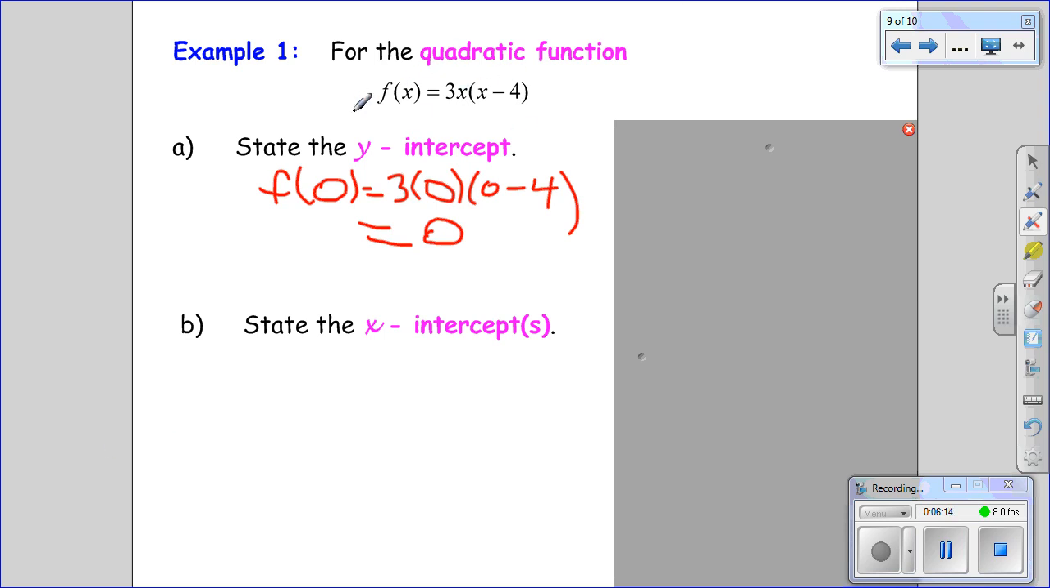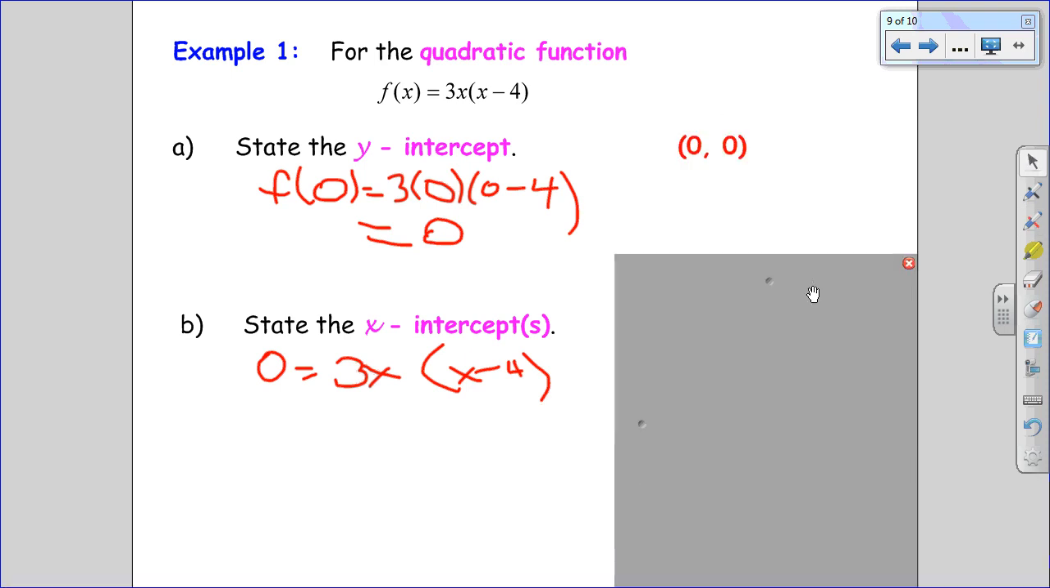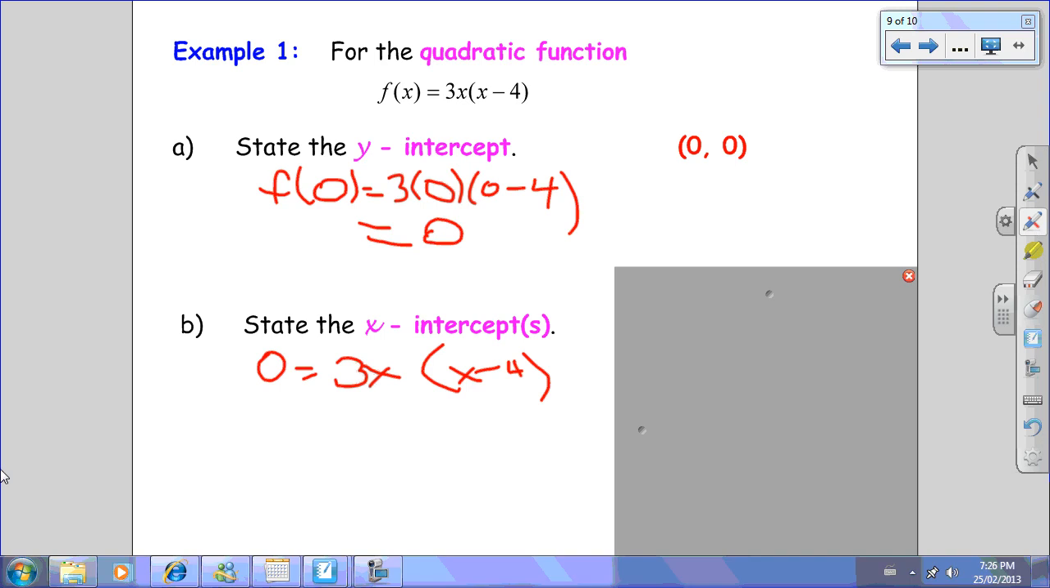And if I look at f of x equals 3x times x minus 4, to find my x-intercepts, I just say 0 is equal to 3x times x minus 4. And I'm going to scroll down a bit here because the answers are hidden under the screen again. And it'll be a little neater for you to read. Oh, and I didn't do the work. Sorry, guys. I'll go back to writing it.